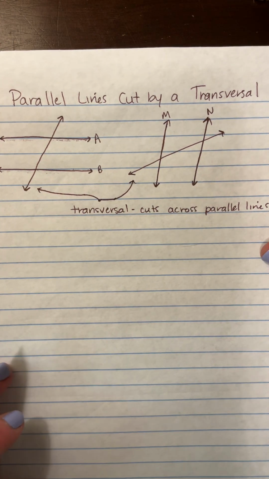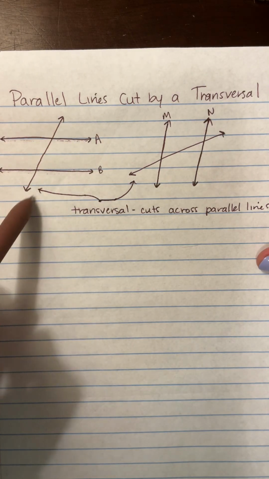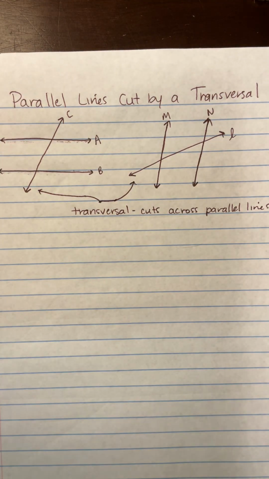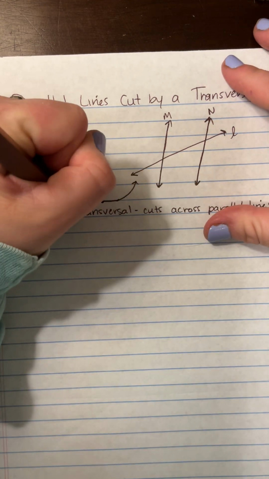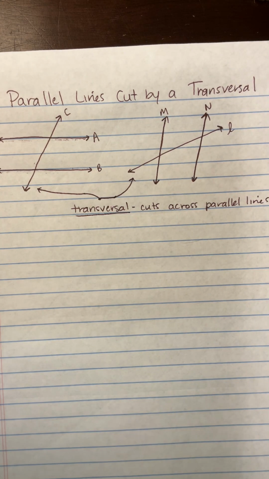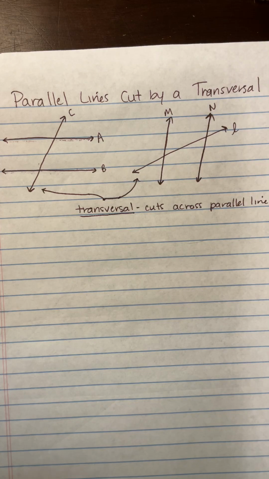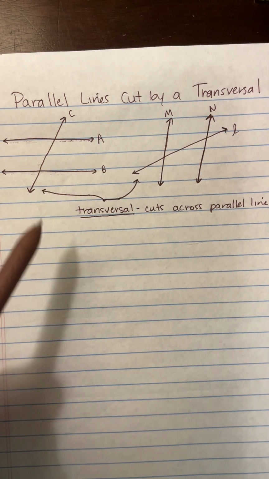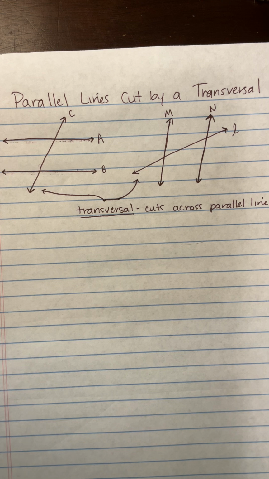It doesn't matter. But this other line here, we'll call it C. We'll call it L here, made it cursive so you can tell it's an L. That's called a transversal. It's just the name for a line that goes through parallel lines and touches them both. Nothing really that fancy about it, but it creates a lot of angles, and there's a lot of relationships in those angles. So we're going to talk about those relationships today.